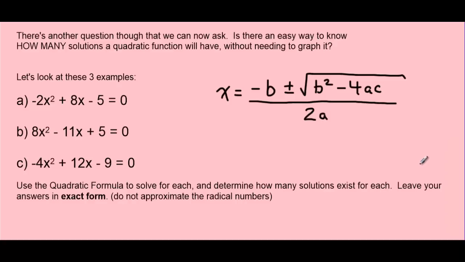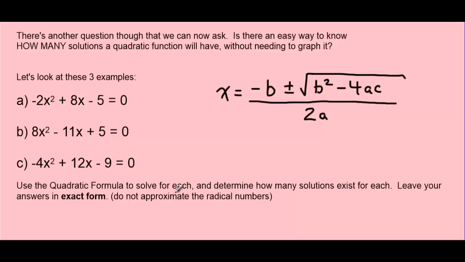And here it is, the quadratic formula. The quadratic formula is x equals negative b plus or minus the square root of b squared minus 4ac, and the entire thing is divided by 2a. These a, b, and c letters come from the positions of a quadratic equation written in standard form: a being the number in front of x squared, b being the number in front of the x, and c being the number by itself.